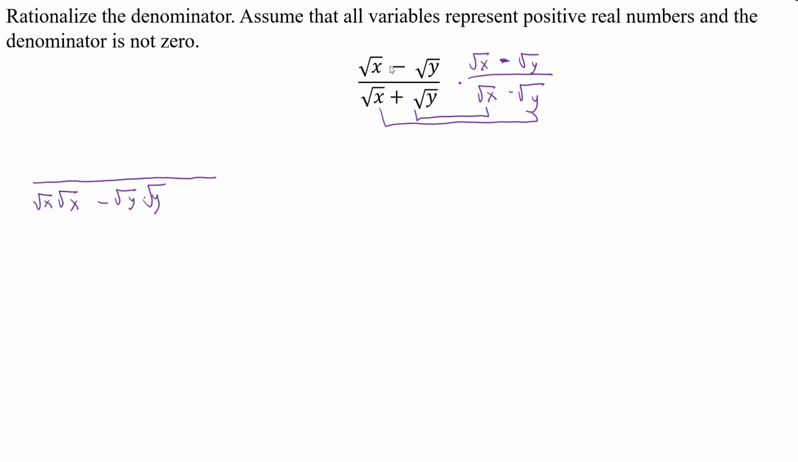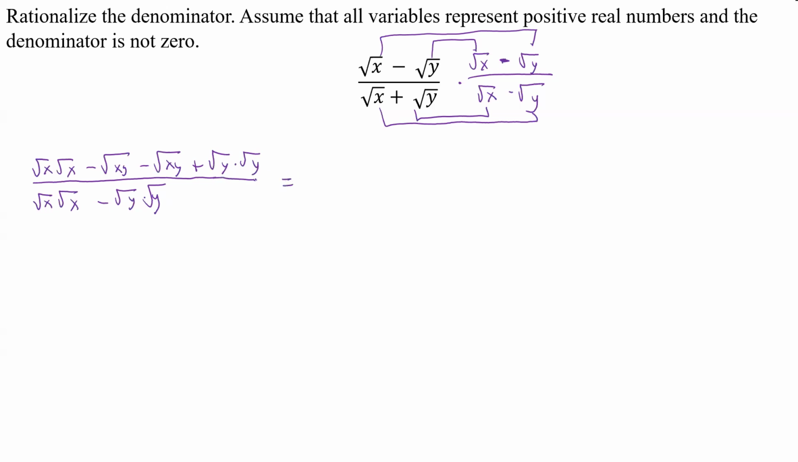Okay. Now what about the numerator? Here we have square root of x times the square root of x. And then we have this times this and this times this. So then we have a minus square root of xy. I'm just going to put it under one thing. And then minus the square root of xy. And then we have minus times the minus. So then that's going to be a plus square root of y times the square root of y.